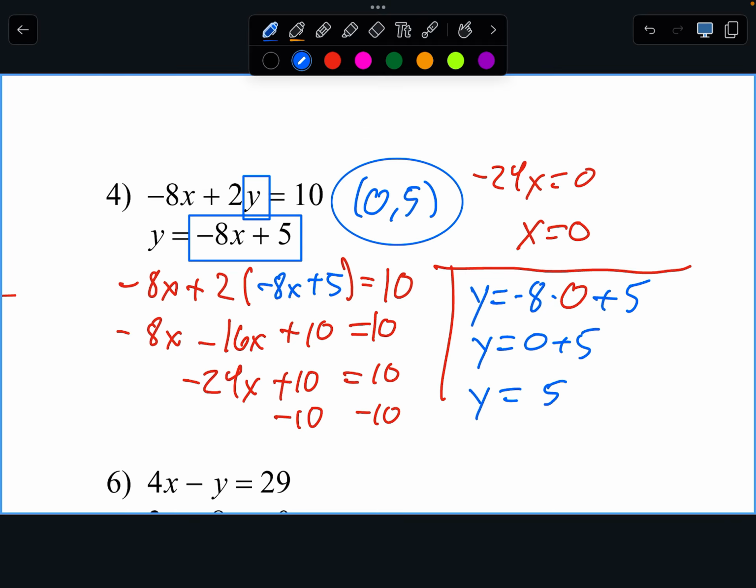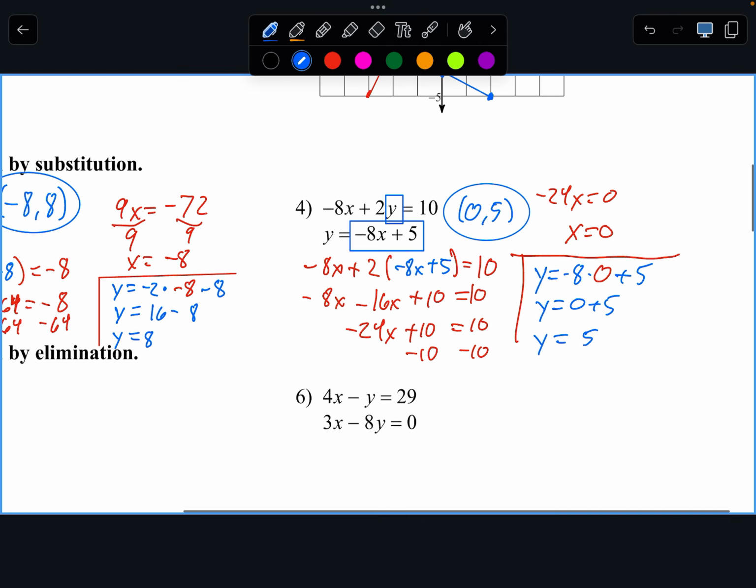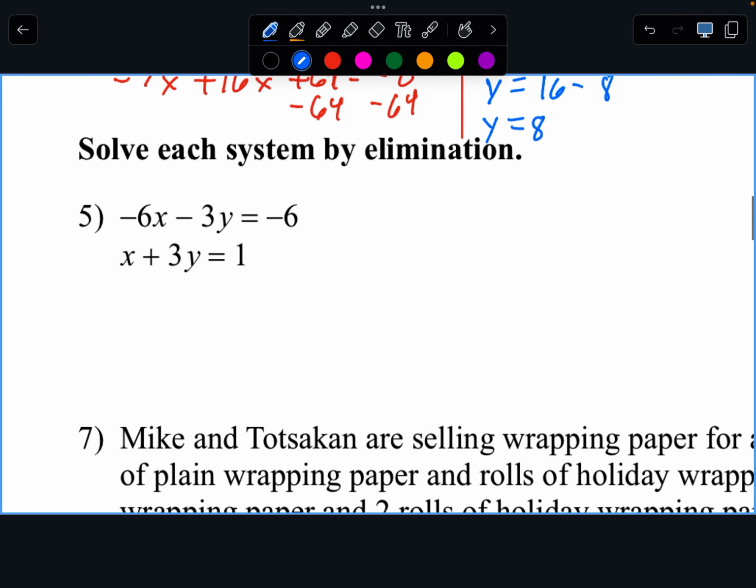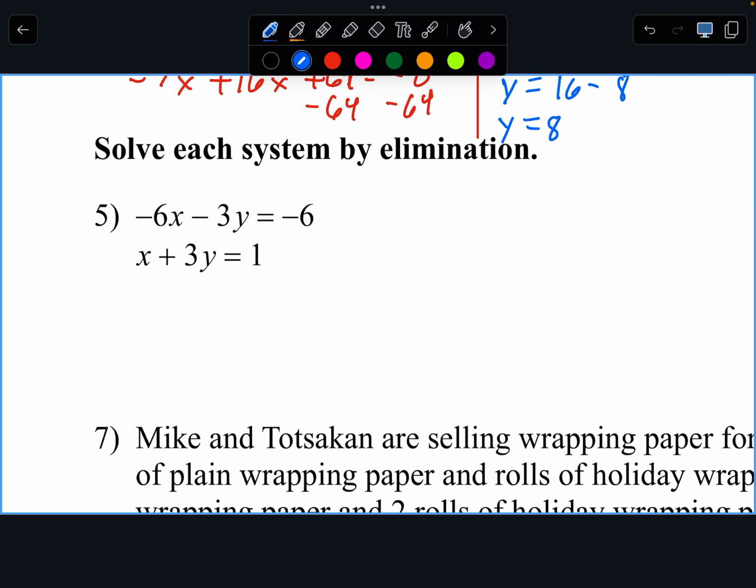There we go. All right. So now we're taking a look at what solving by substitution is. Let's take a look at elimination. Remember, we need to have matching opposite coefficients. Do we have that here? Yes, we have that with our y.